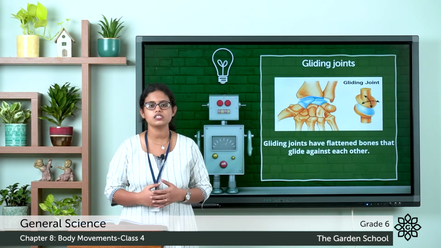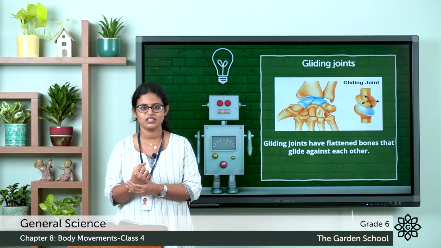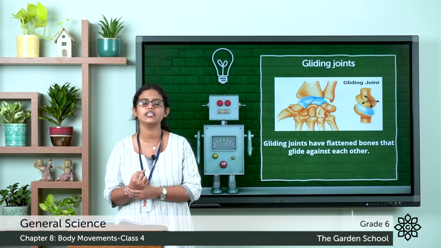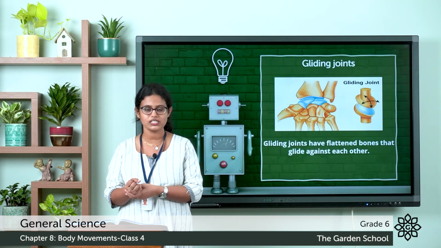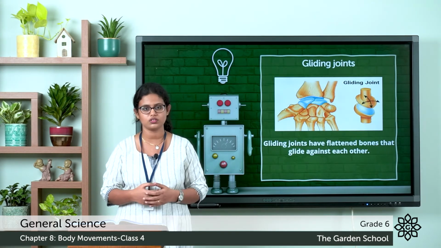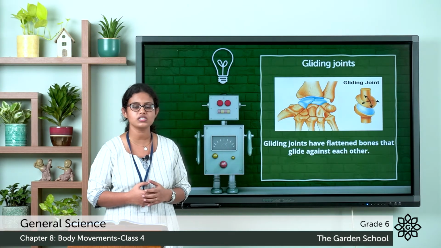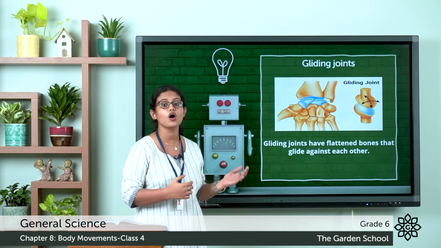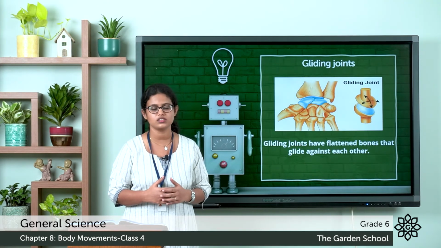The next one is the gliding joints. Our wrist has gliding joints. That is, we can move our wrist sideways and we can move our wrist back and forth. The gliding joints have bones that glide or move against each other and allow movement.